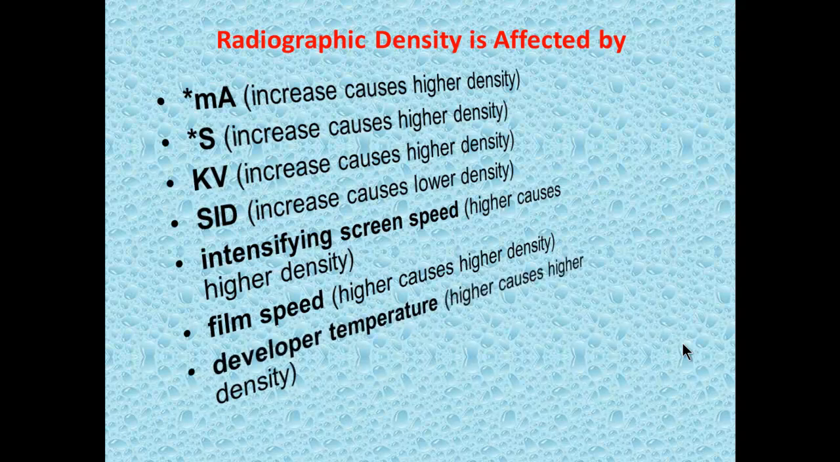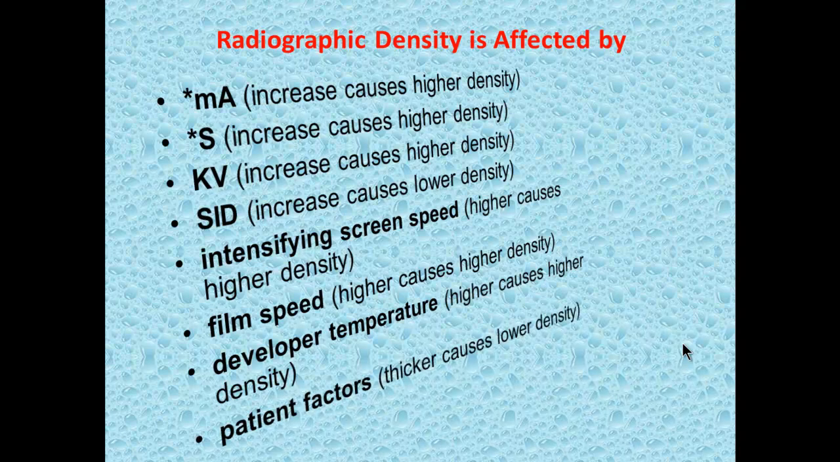And developer temperature. As the temperature of the developer is increased, our density will also increase. This can generally affect us in the opposite way if you think about it. If you're waiting for your developer to warm up, but you just can't wait and you develop a film, that film would typically be lighter than if you wait for your processor to adequately warm up.